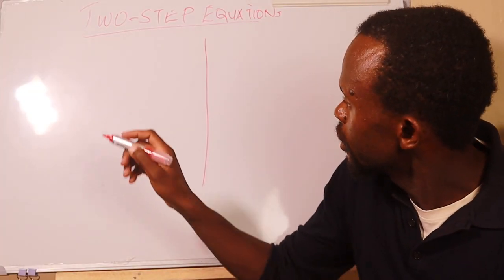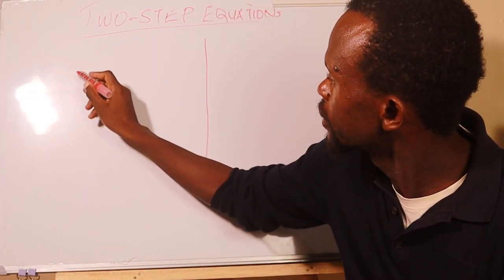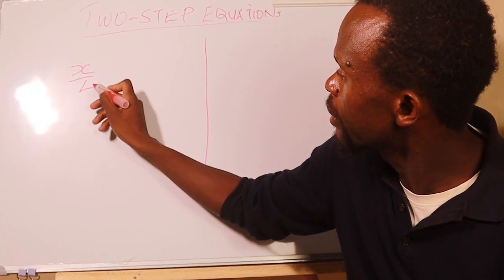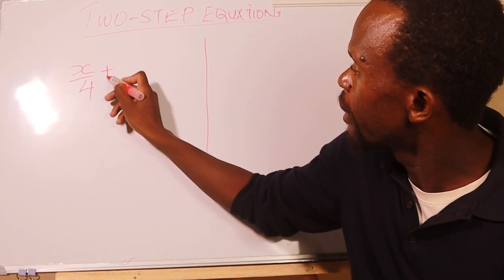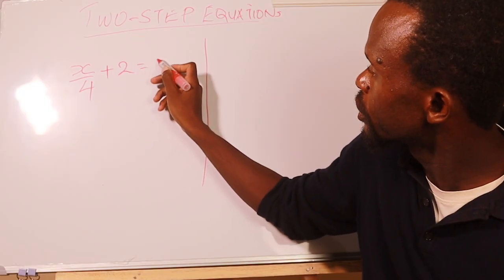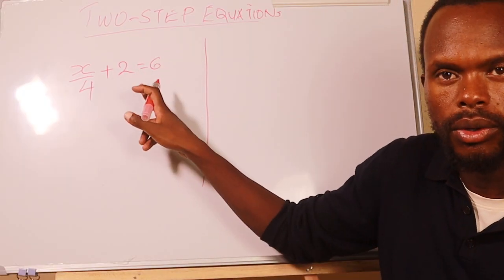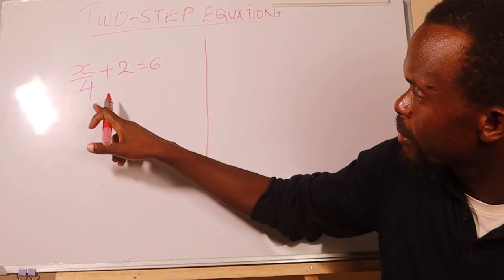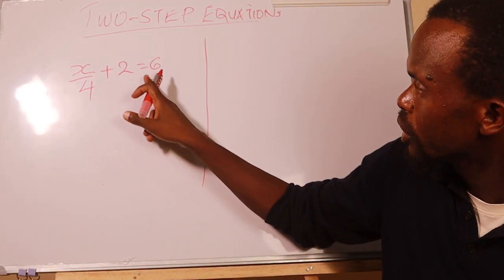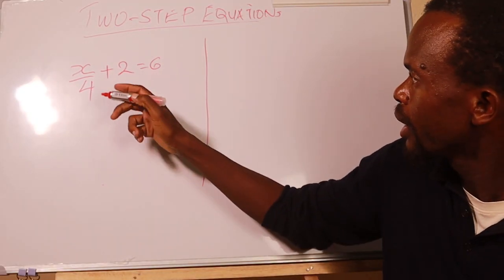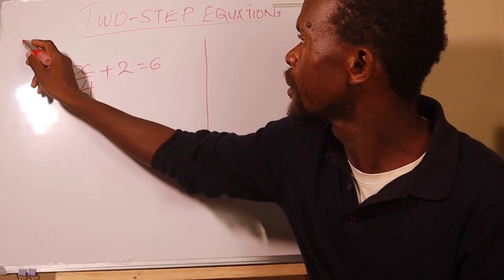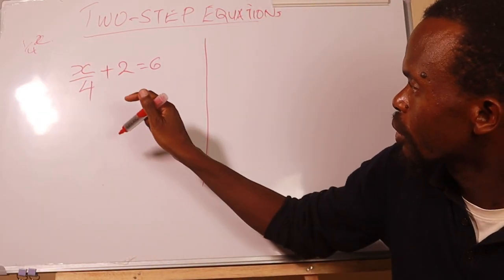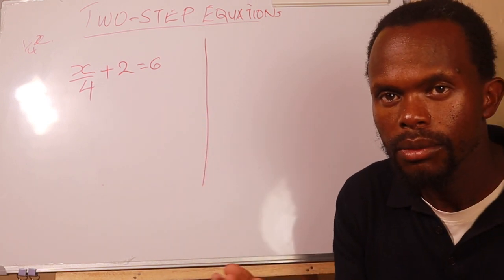In the second equation, we have x divided by 4, then plus 2 is equal to 6. So this is what we're going to be solving in this. x divided by 4 plus 2 is equal to 6. Remember, x over 4 is the same as 1 over 4 x.